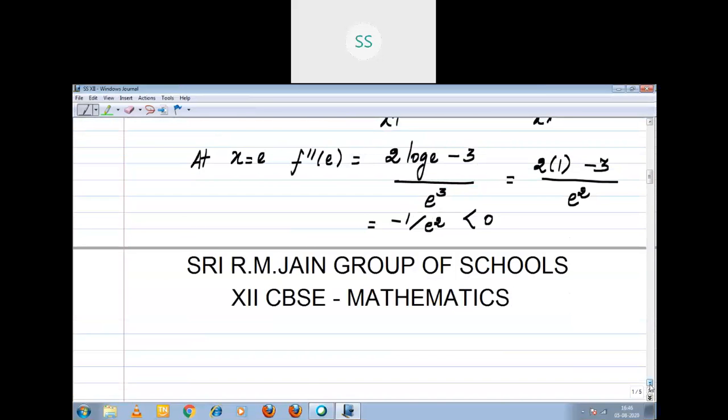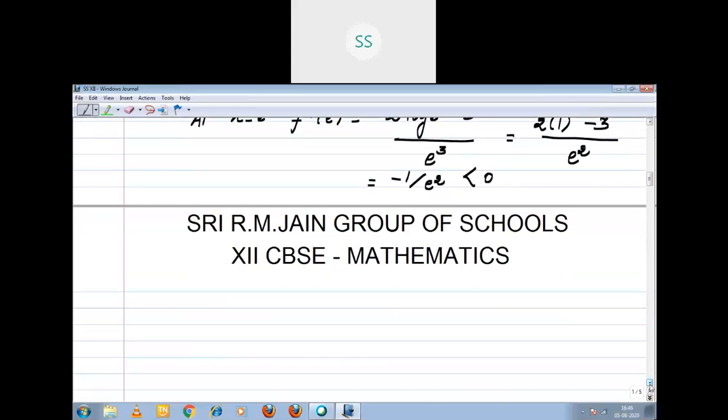Once you arrive that the second order derivative is less than 0, what is your conclusion, children? Therefore, the function is maximum. The function is maximum at x is equal to e. Got it?